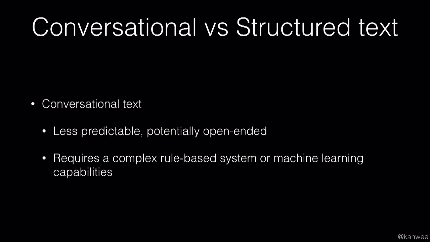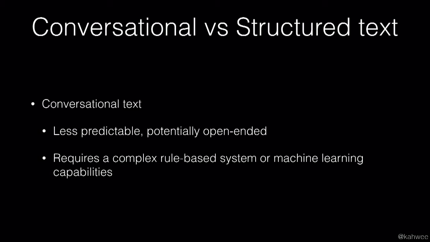So just to touch on conversational and structured text. Conversational text is less predictable and potentially more open-ended. And it requires a complex rules-based system or machine learning capabilities. So my recommendation is that if you cannot do that, you should not try to do that.